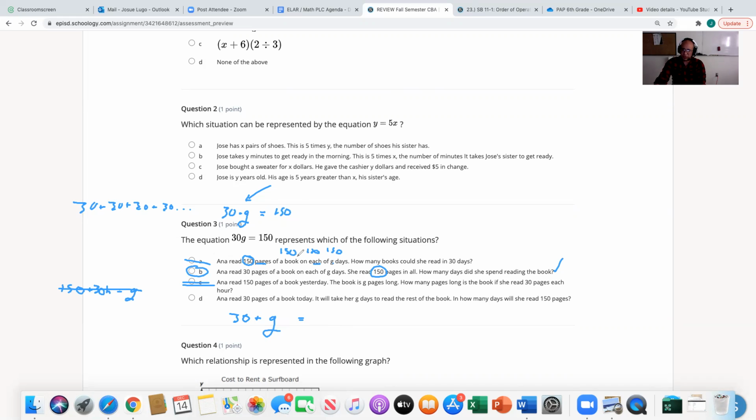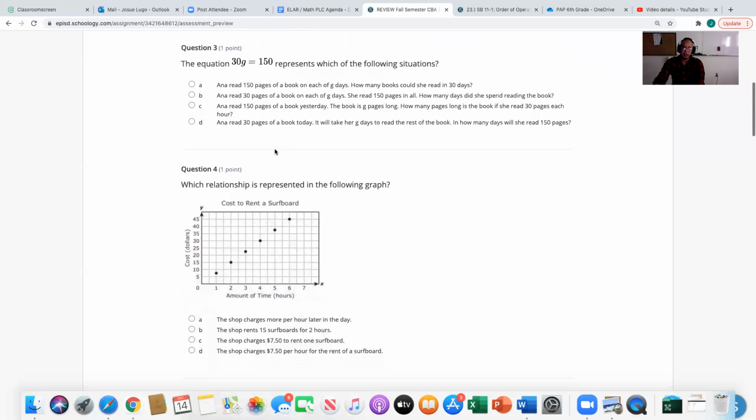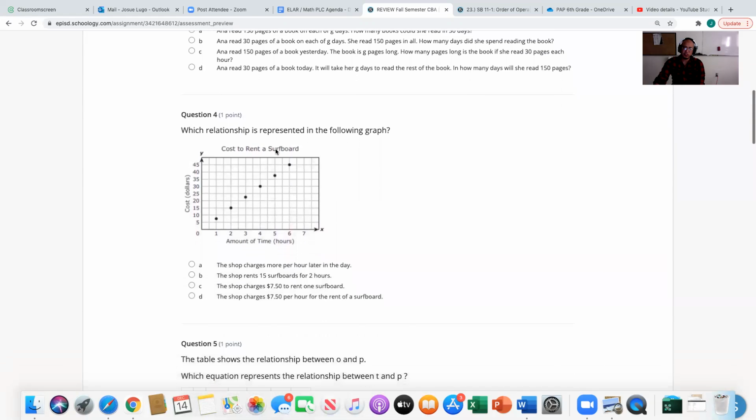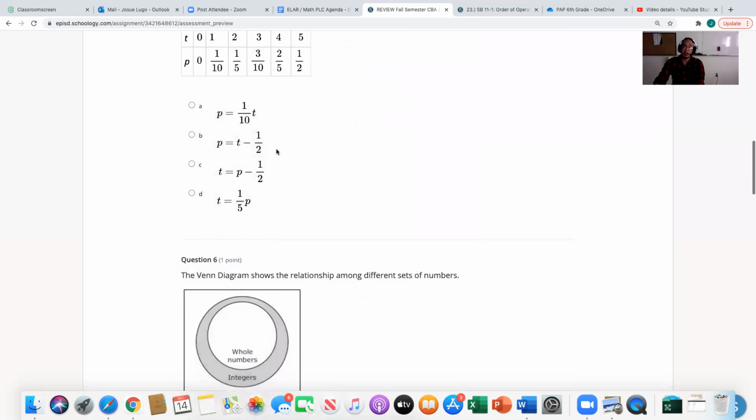This one was a little confusing, but we followed the same process. Which one of these is telling us that we're starting with 30 and we're doing that over and over again to get to 150? The answer is B. All right, we'll go over 4 tomorrow, and we'll go over 5 tomorrow.